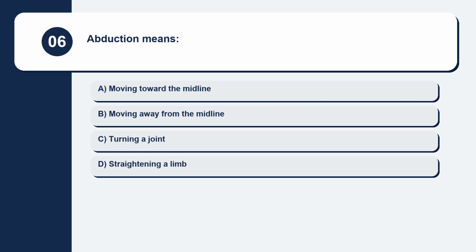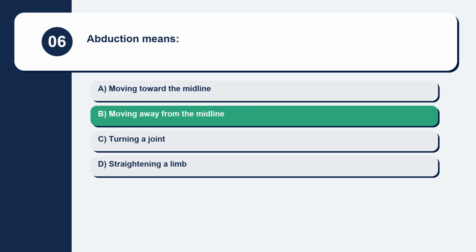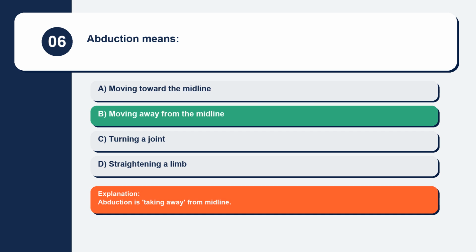Question 6. Abduction means moving toward the midline, moving away from the midline, turning a joint, straightening a limb. Abduction is taking away from midline.